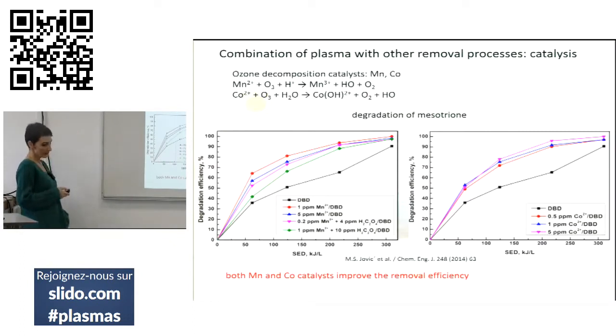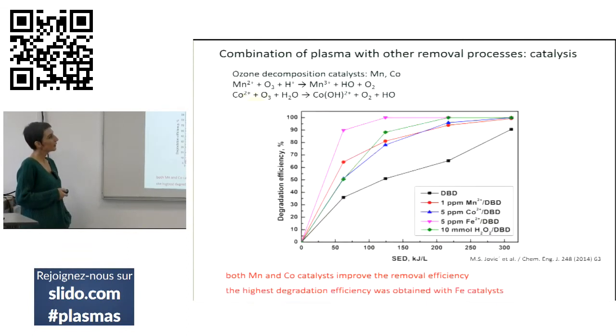Other catalysts have been investigated as well, for instance, manganese and cobalt, which are well-known ozone decomposition catalysts, in the same idea to generate OH radicals. And again, the results with plasma catalysis appear to be better than with plasma alone. There is also some slight influence of the amount of catalyst. But comparing the manganese and cobalt with the iron catalyst, it appears that iron is still the best.